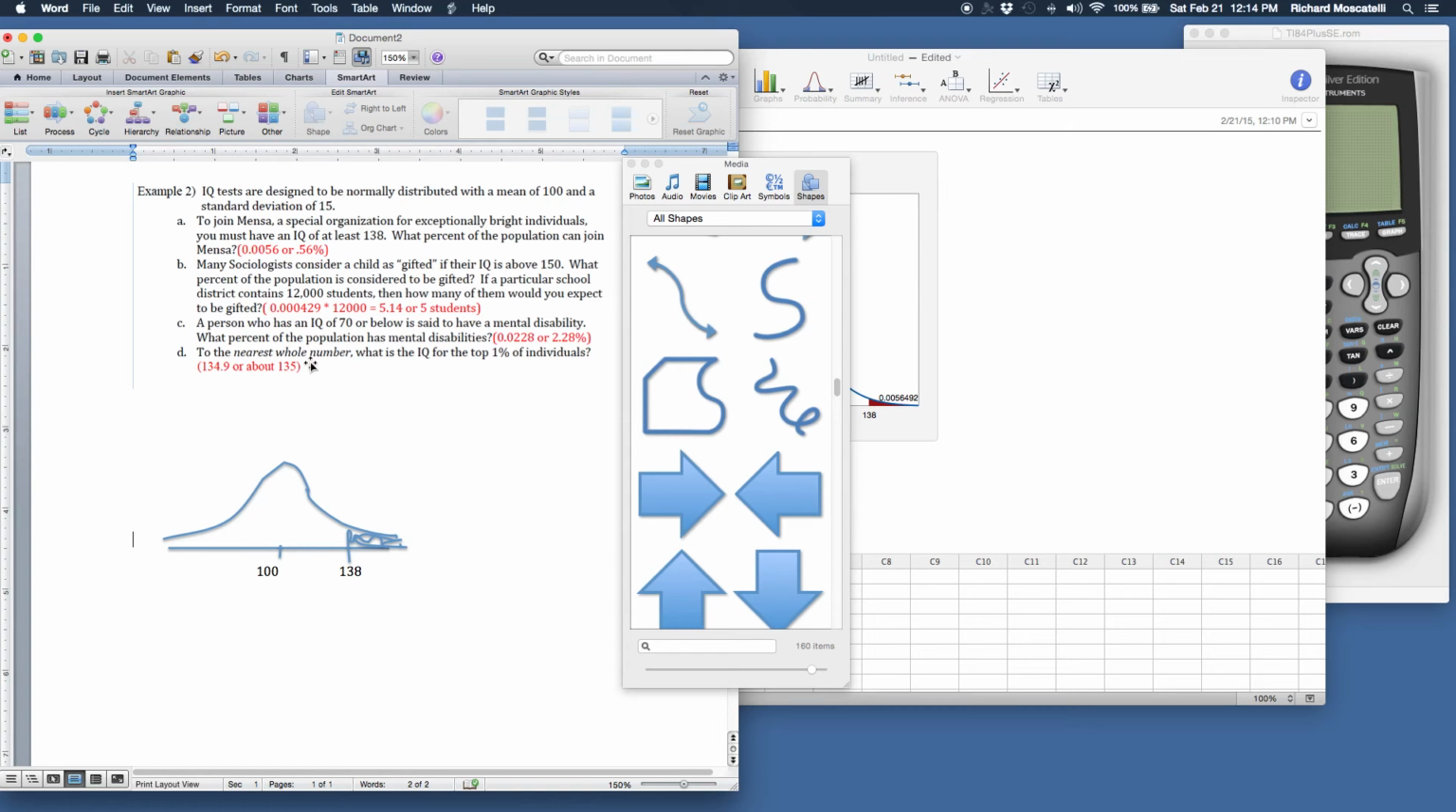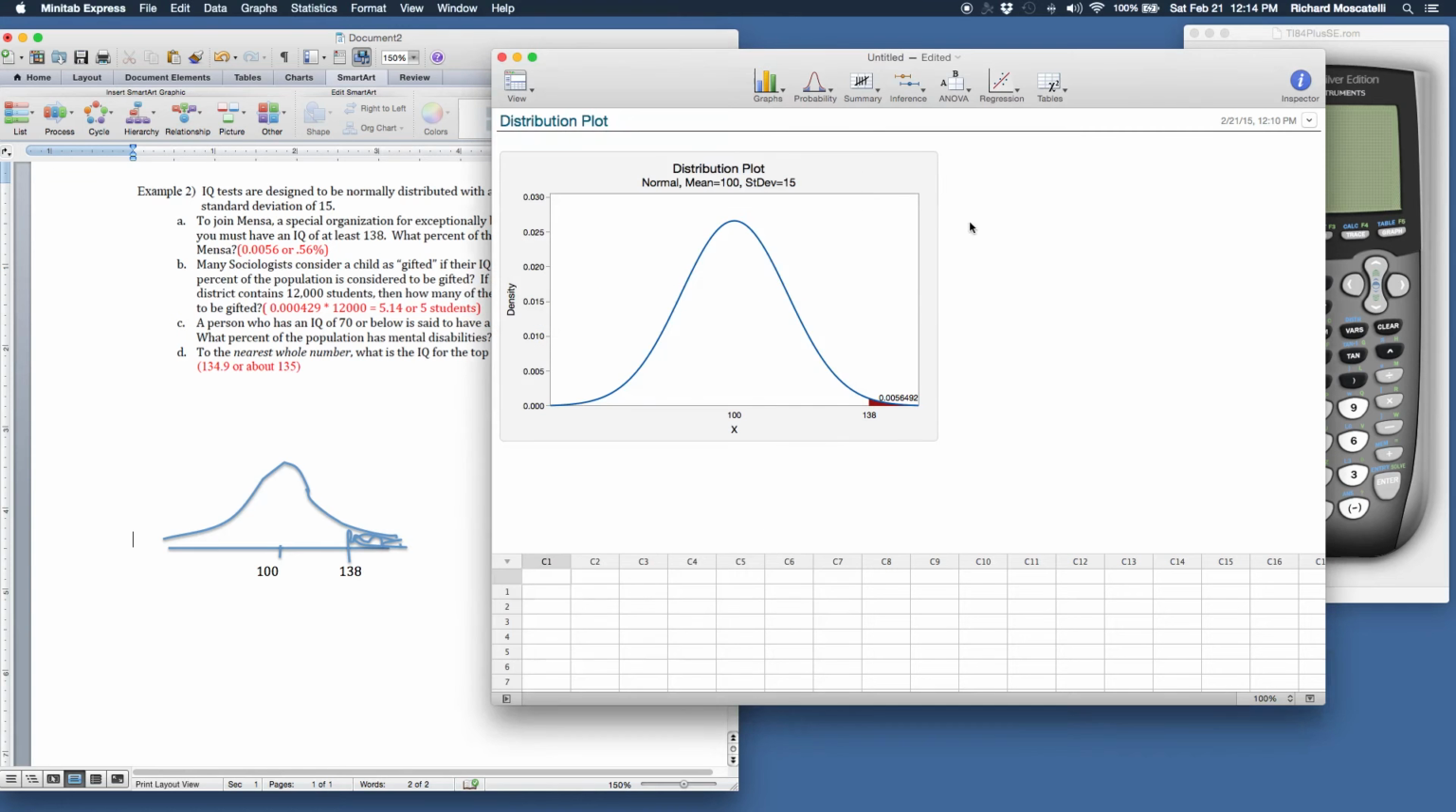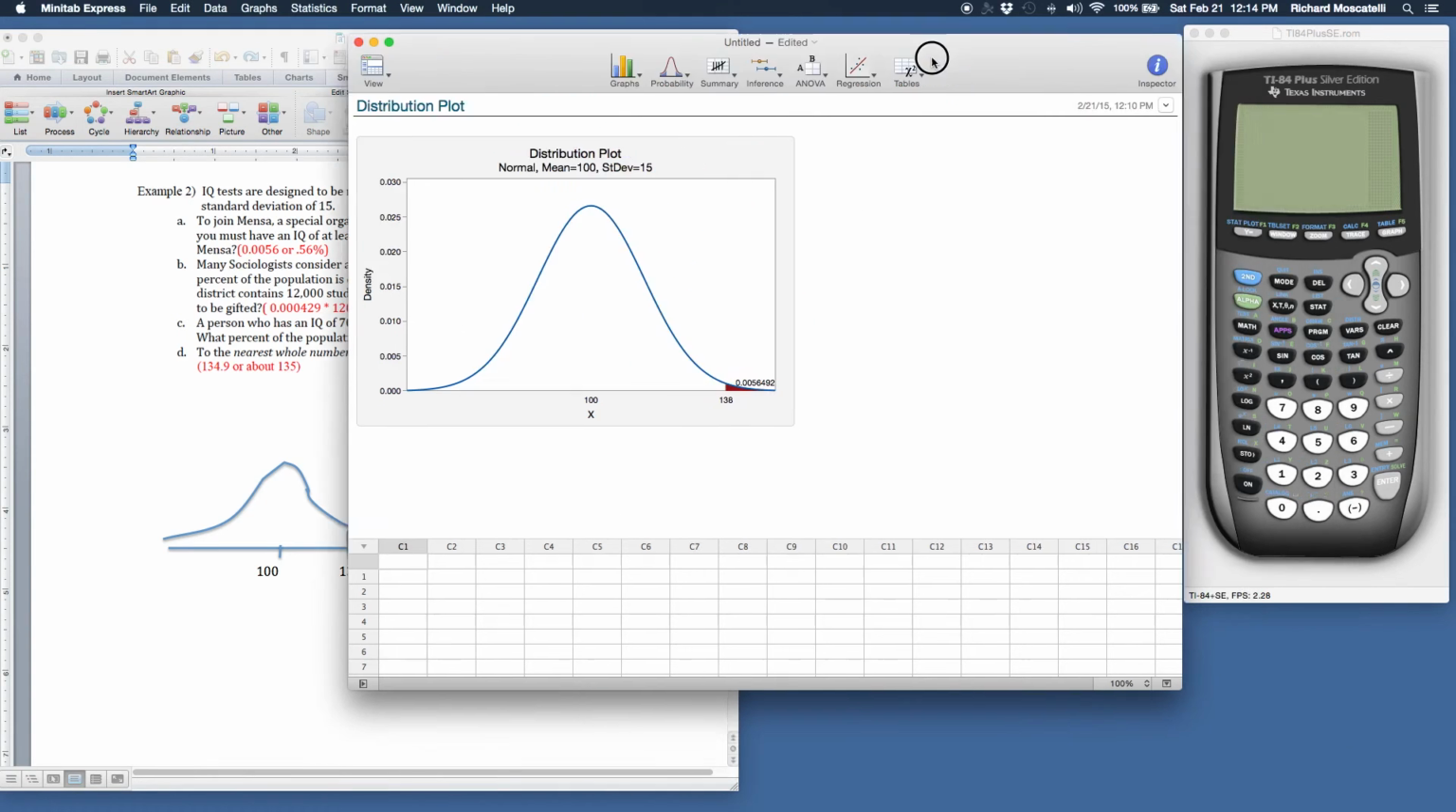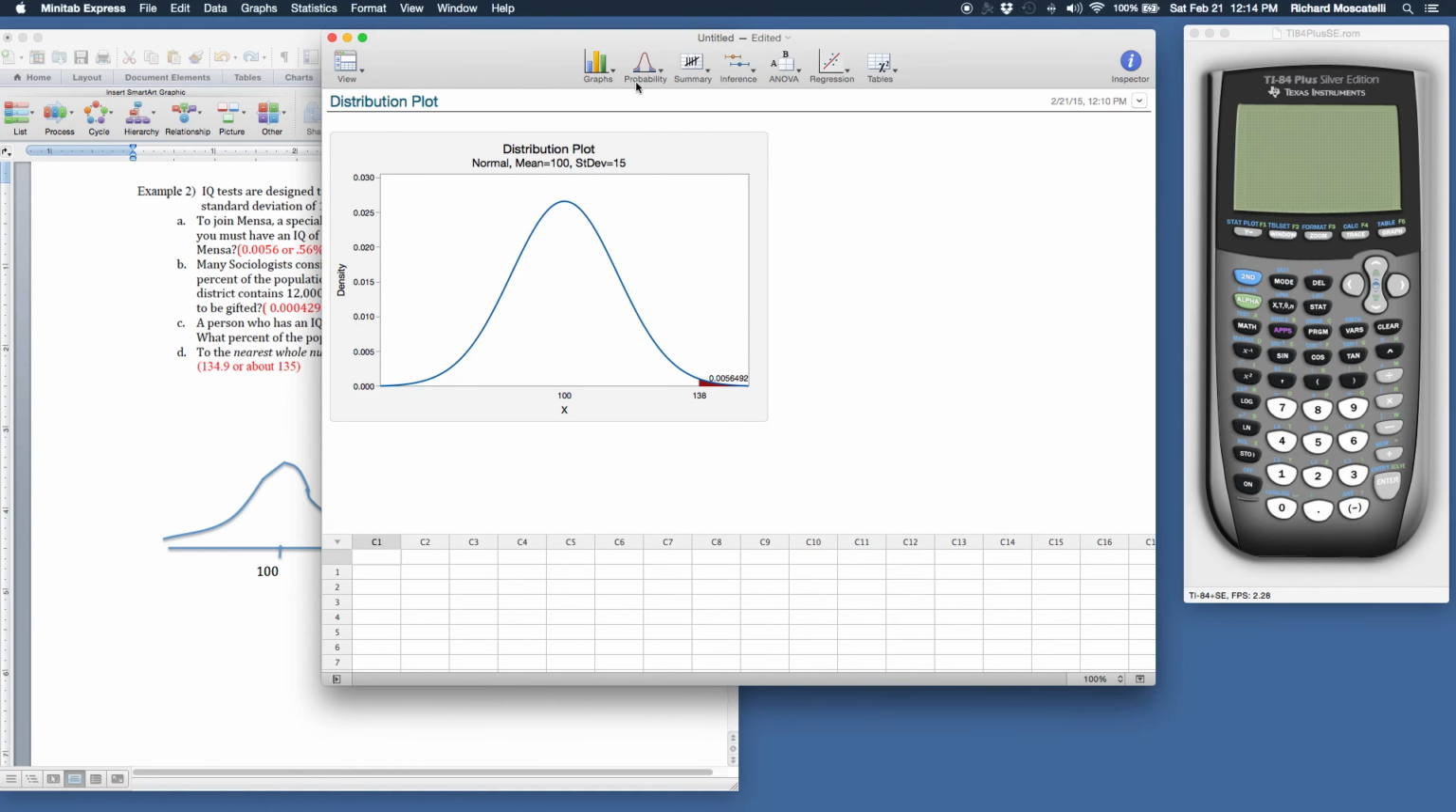So, believe it or not, getting these answers in the software packages is very, very easy. Normally, you would have to convert the 138 to a z-score using the z-score formula, and then go to your table of z-scores in the back of the textbook and pull the probability off of it. But in Minitab, it's a very easy function to do. Use our probability menu.